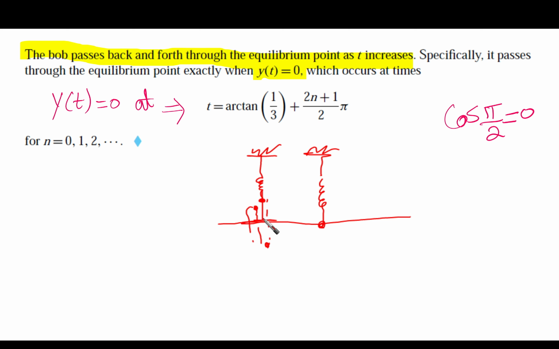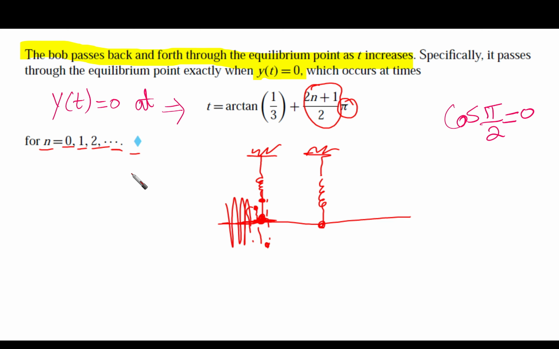It crosses the equilibrium when n equals 0, 1, 2, 3, 4, and so on, because this term is based on pi. At the point where n equals 1, the object is at the equilibrium condition. Then it goes up, down, up, down, and so on.